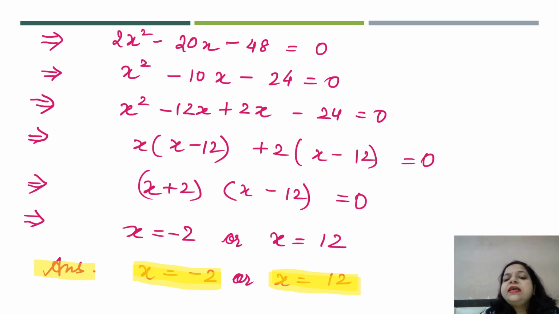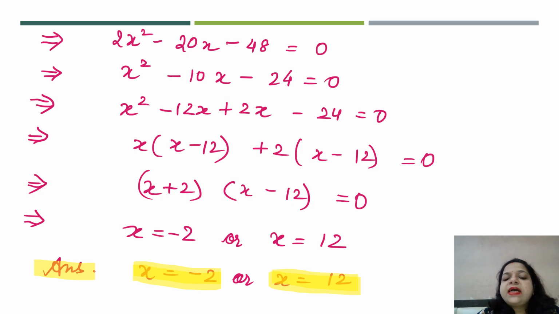If we take minus 6 and minus 4, then it will not give you minus 24, it will give you plus 24. Okay, only minus 12 and plus 2, if you multiply, then only you will get minus 24, and the sum will also be minus 10. Okay, so we have taken minus 12 and plus 2.